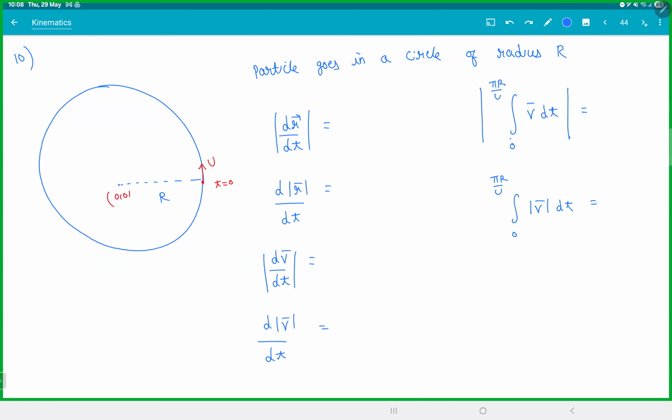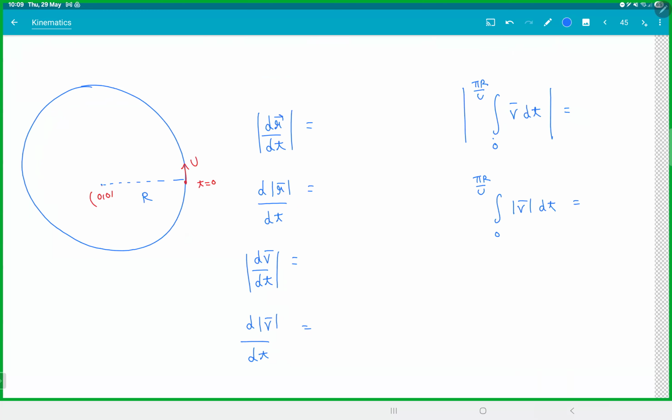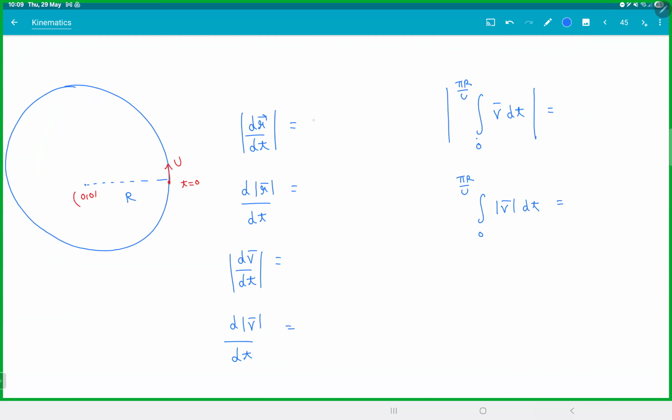So let me ask you verbally. What is the mod of dr by dt? It is speed, isn't it? Which is actually mod v bar, which is speed. What is the speed of the particle? u. Direct thought. What is d mod r by dt? Rate of change of length of the vector.